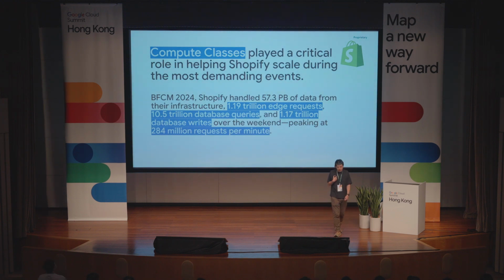This is one customer example from Shopify. They leveraged custom compute class during last year's Black Friday Cyber Monday event. You can take a look at the metrics here. They were able to serve over 1.19 trillion edge requests, and the request rate was 284 million per minute. So it's huge. What they did is customize the rules of using CCC on a per region basis to ensure they're optimizing the best price performance ratio for each region. And they can ensure they can scale to handle whatever traffic comes in.